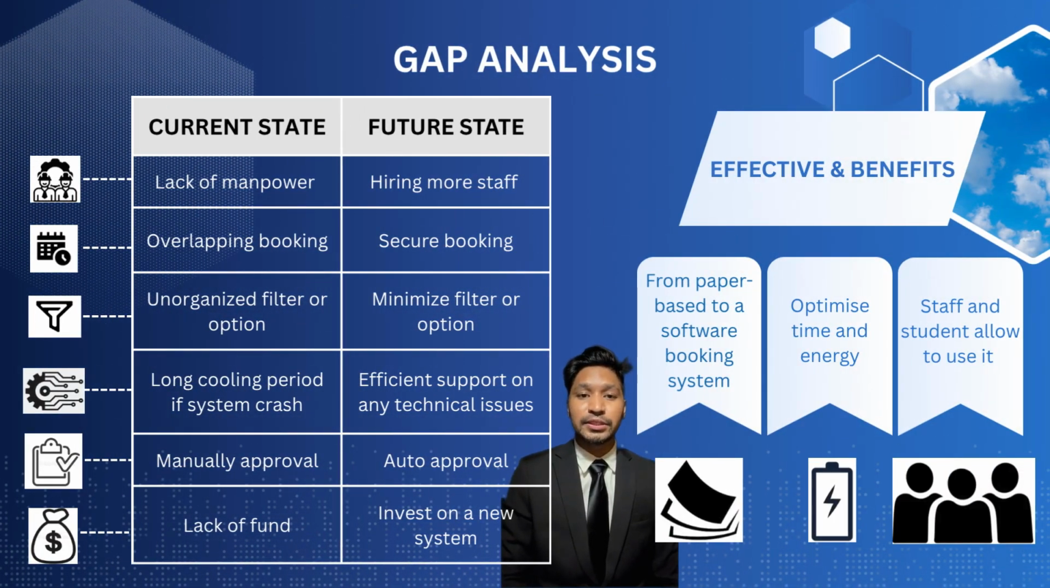For gap analysis, we notice it's operating with a lack of manpower, and this directly causes overlapping bookings that appear on the system. The system also contains unclear filters or option menus. This makes it difficult for a tech-savvy user to make a booking. Sometimes, the system has a bug or crashes and takes a long time to fix. This leaves users stranded while waiting for the system to be fixed.